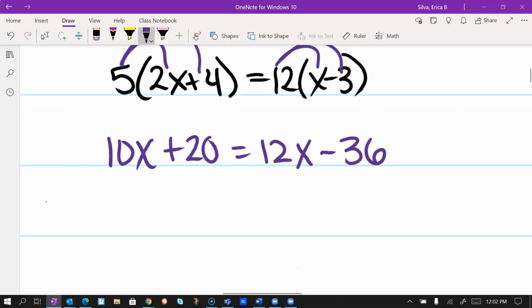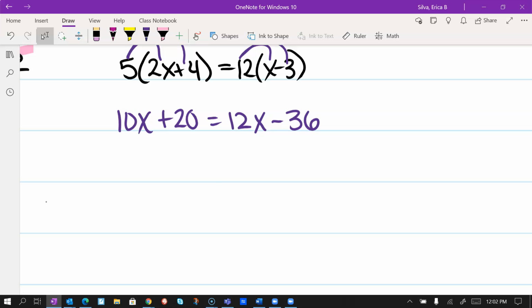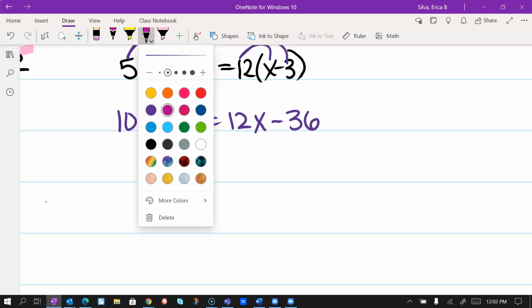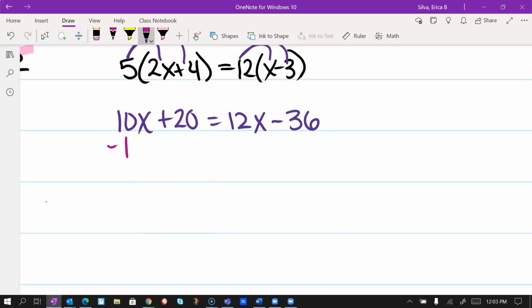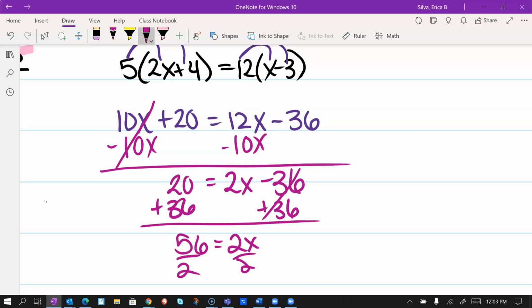All right, so from here, you can move the 12x over, or you can move the 10x over. I'm going to move the 10x over. You'll end up getting the same answer, so don't worry about it. Just continue solving. We got 12x minus 10x, and 20 plus 36 is 56, divided by 2, and we get x is equal to 28.